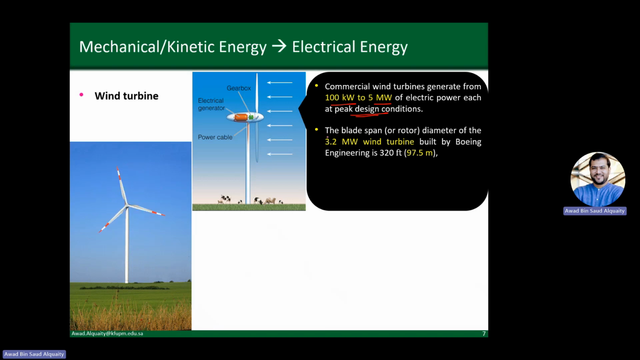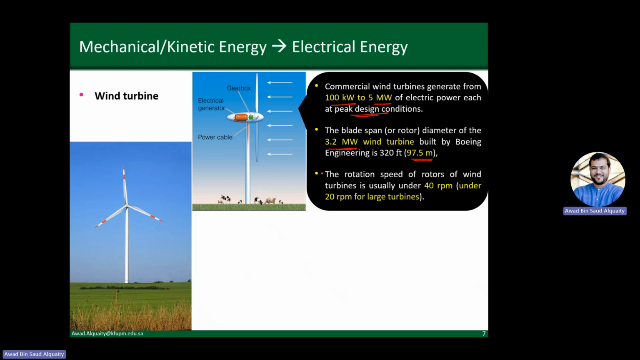And the blade span or the rotor diameter, right? We're talking about this diameter, right? So let me draw this again. So we're talking about this diameter. So this diameter has been increasing year by year, and we are reaching really big wind turbine blades now, right? So in terms of the blade span or the diameter of this 3.2 megawatt wind turbine, which is built by Boeing Engineering, its diameter was 97.5 meters, close to 100 meters, pretty big, right?